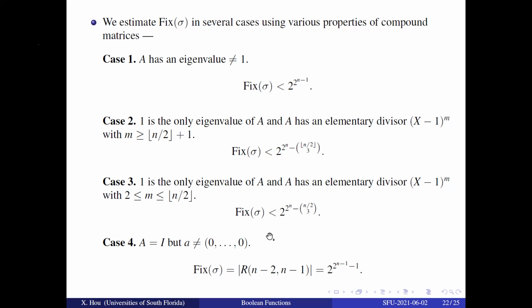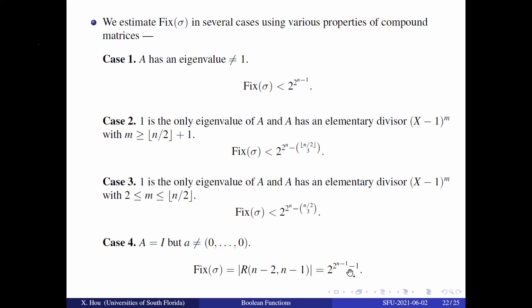Okay. In the fourth case, we assume that the matrix is simply identity. Since the affine transformation is not identity, the vector part must be non-zero. So in other words, in this fourth case, the affine transformation is a non-zero translation. This is the easy case. In this case, we can show that fixed sigma is the cardinality of this Reed-Muller code of order n minus 2, length 2 to the power n minus 1. And this quantity is 2 to the power n minus 1 minus 1.